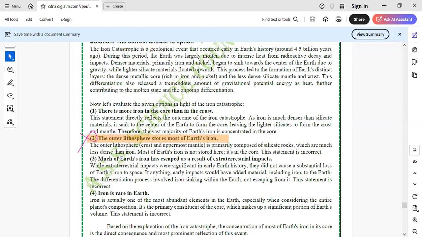क्यों रॉन्ग है वो भी हम देख लेते हैं फटाफट से। The outer lithosphere, crust and uppermost mantle, is primarily composed of silicate rocks, जो मैंने बताया, which are much less dense than iron, and most of the Earth's iron is not stored there. It is in the core. The statement is incorrect. ये आपको पता चल गया क्यों है। थर्ड स्टेटमेंट के बारे में बात कर लेते हैं गाइस, वो क्यों गलत है उसको भी देख लेते हैं फटाफट से। Much of the Earth's iron has escaped as a result of extraterrestrial impact.